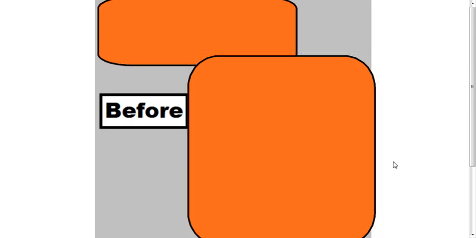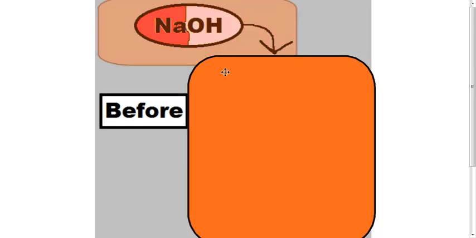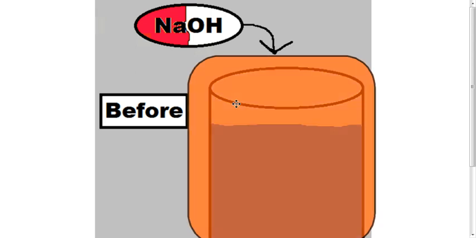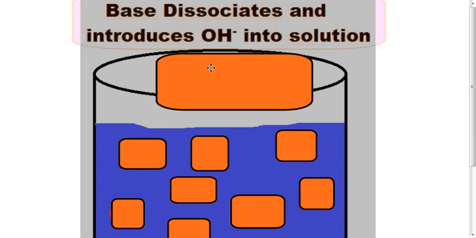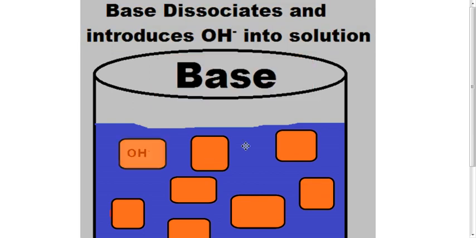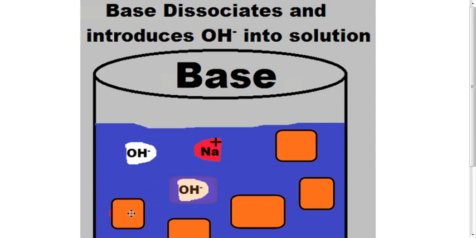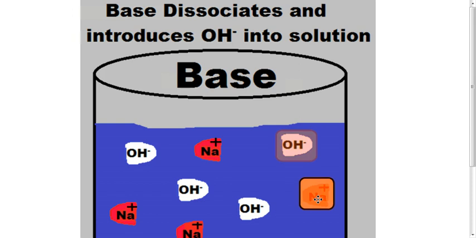Now, bases can be similar in methods in how they donate or generate OH negative. Some, like sodium hydroxide, you simply put it in water and it dissociates and introduces the ions that make things basic, these hydroxide ions.